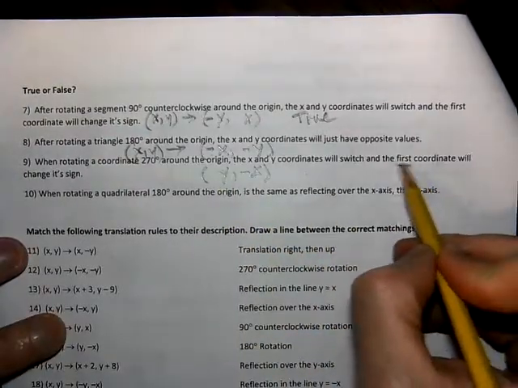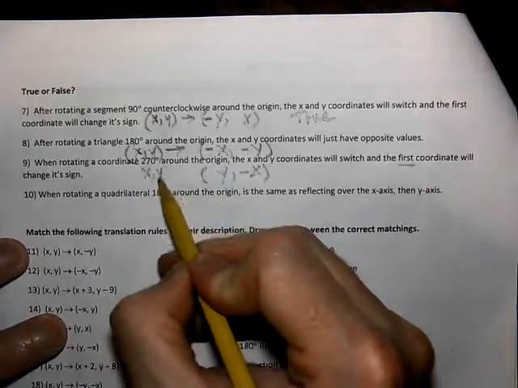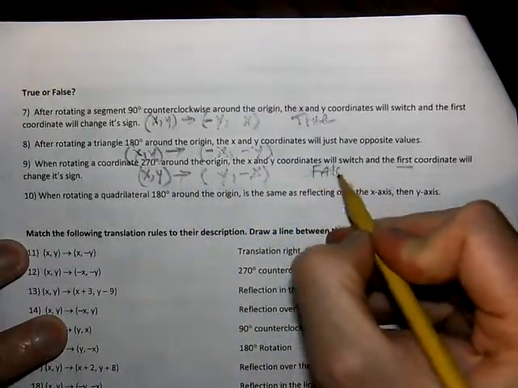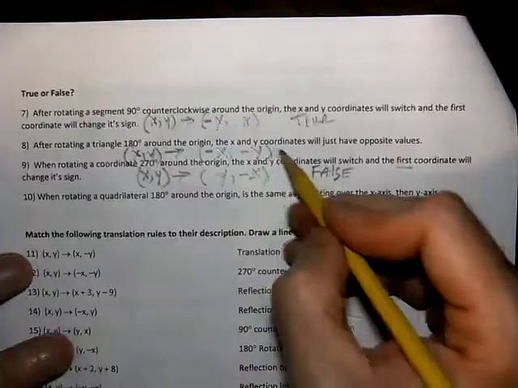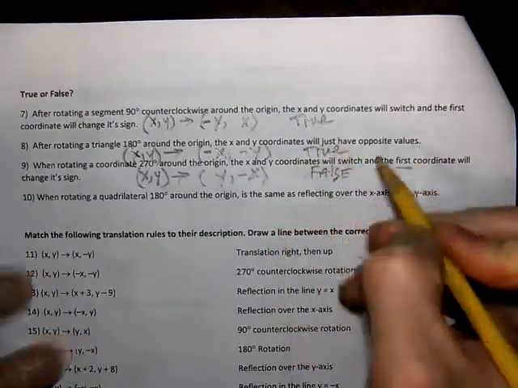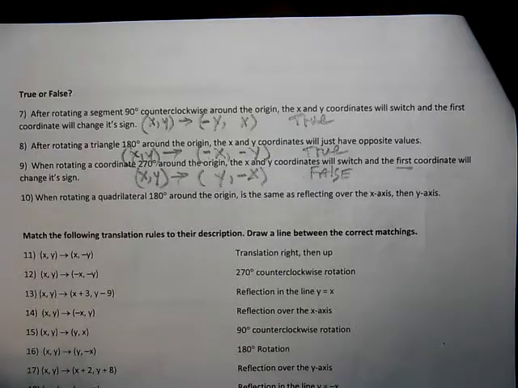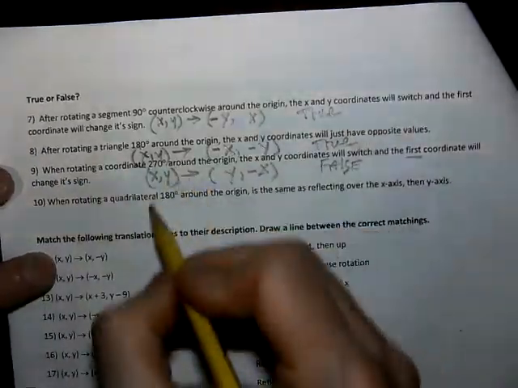Oh, it's not the first, it's the second coordinate that will change its sign. So this one is false. This one here was true, and the top one was true. That was the tricky one. Rotating 180 degrees is the same as reflecting over the x-axis and over the y-axis.